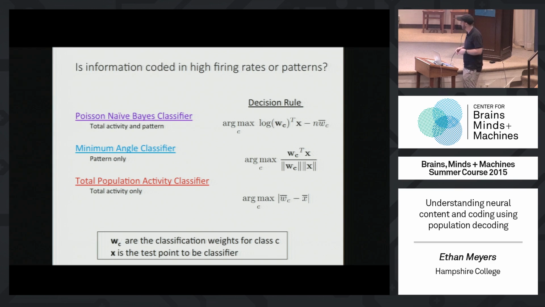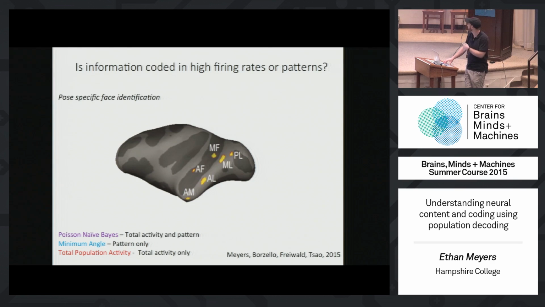So, okay, so let's see how these classifiers compare to each other to see where the information is being coded in the activity. Again, I'm going to use this study from Doris and Winrich, where I'm going to be looking at the pose-specific face information, just as an example. So this is decoding those 25 individuals when they're shown, trained, and tested at the exact same head pose.